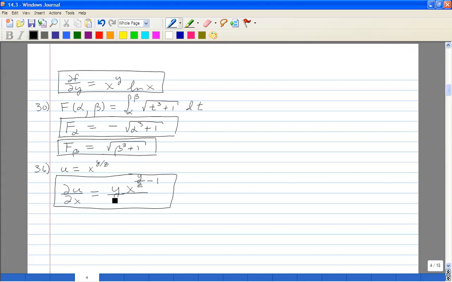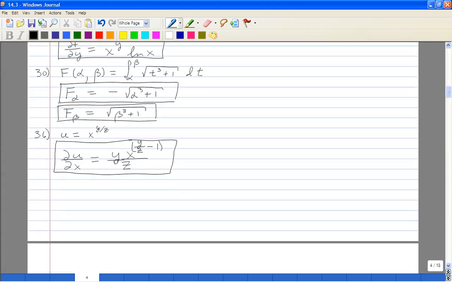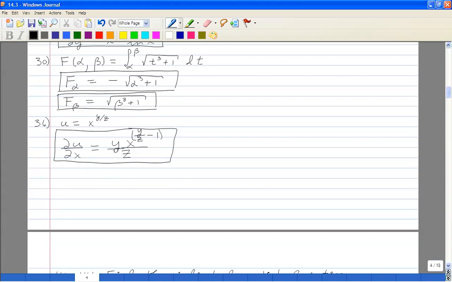Maybe let's put the z over here to make it look nicer. Yeah, that looks nicer. Okay, let's do the partial of u with respect to y.